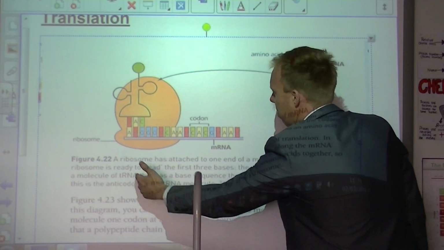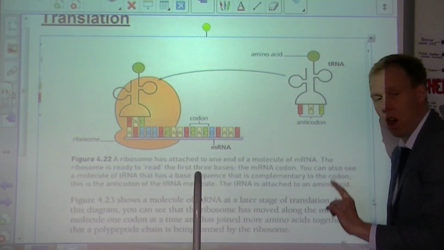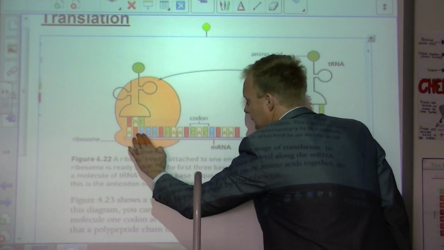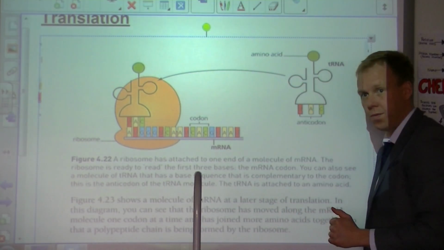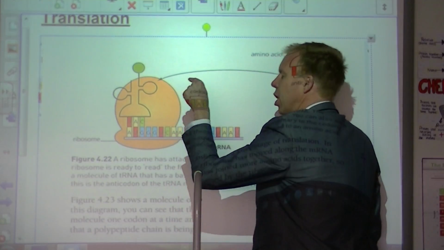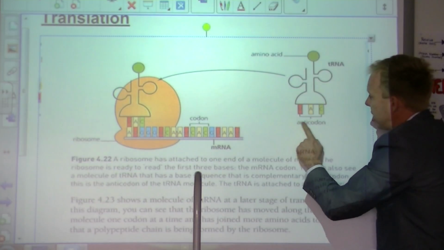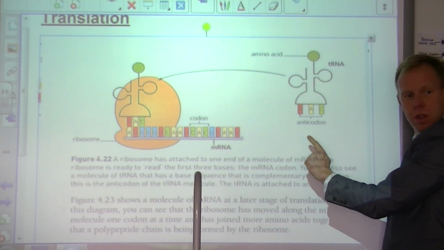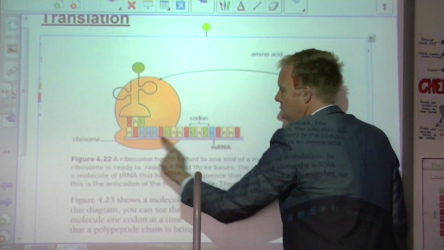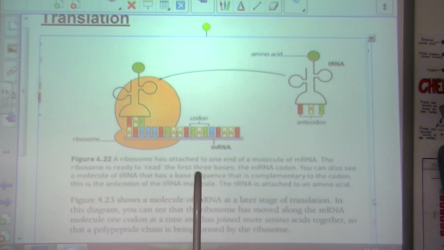The ribosome begins to read the triplet or the codons on the mRNA. And you know that the three bases represent a codon. Okay? As it reads it, the complementary anticodon that is on the bottom of the tRNA molecule lines up next to the codon, the complementary codon on the mRNA strand. Okay?